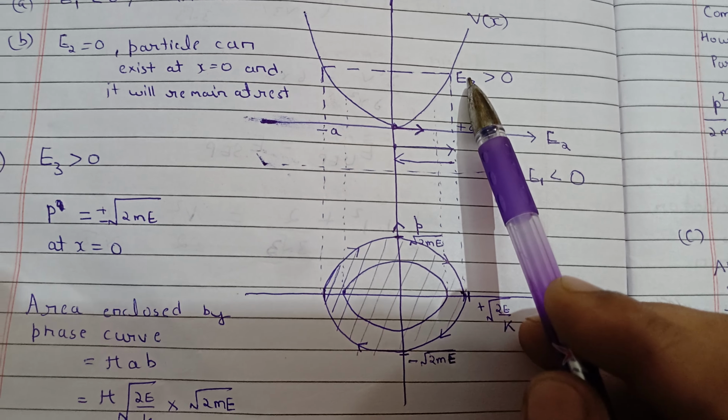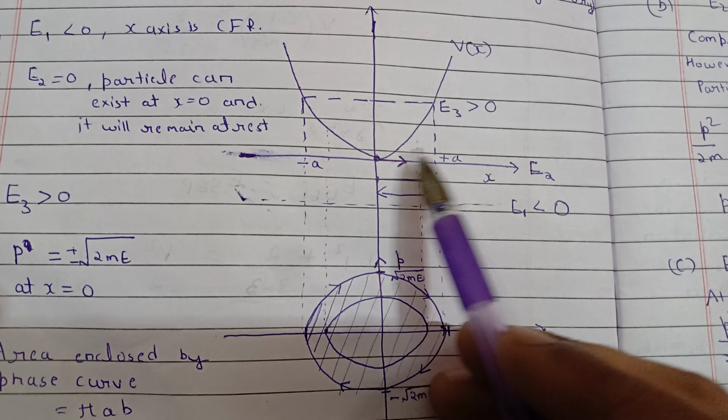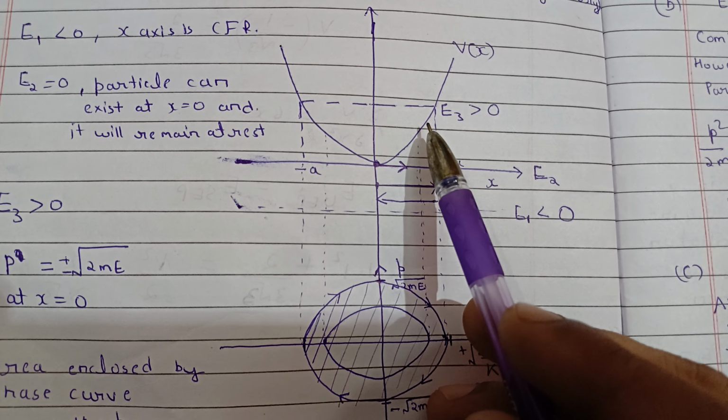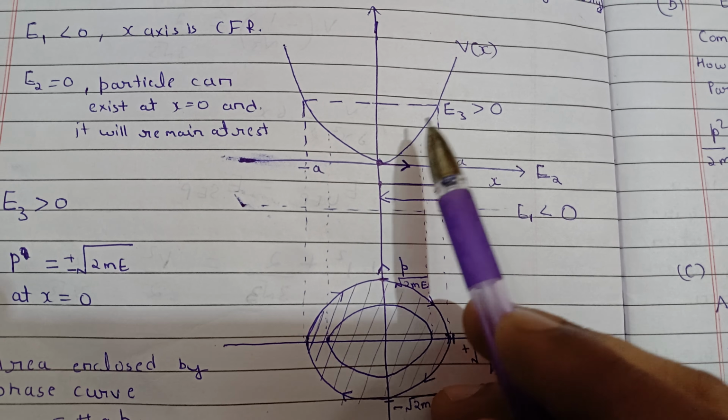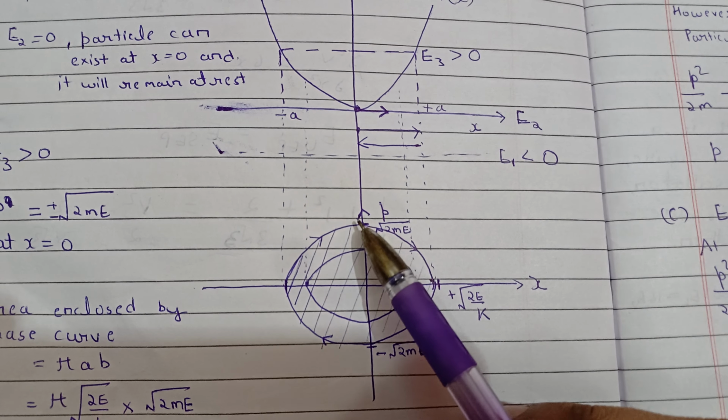So let's plot the P and X graph. At 0 we will have root 2mE. Here will be the point. Now as we go to the right, we see that potential energy is increasing and kinetic energy is decreasing. So momentum is also decreasing in this direction. So we'll draw it like this. And when it reaches here, total energy equals potential energy, and kinetic energy will be 0. And when kinetic energy is 0, our momentum will be 0. That's why we drew this curve like this.